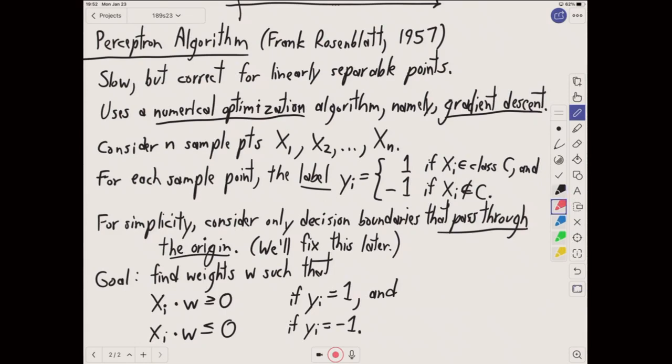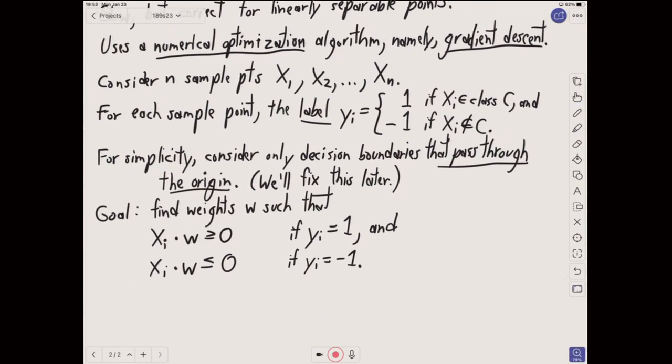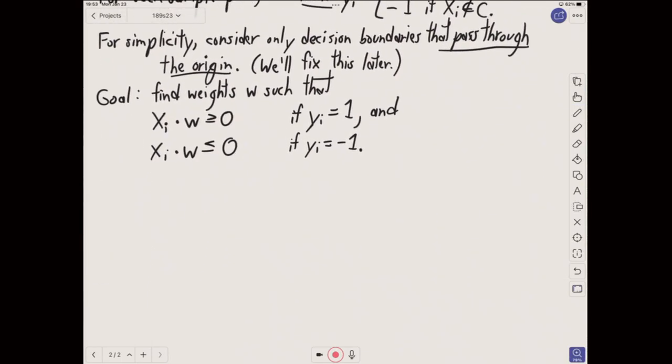So again, remember that in this context, xi dot w is the signed distance of the sample point from the decision boundary, because we've set alpha to 0. So you'll notice I have two different conditions. The first condition applies to points in class C. The second condition applies to points not in class C.